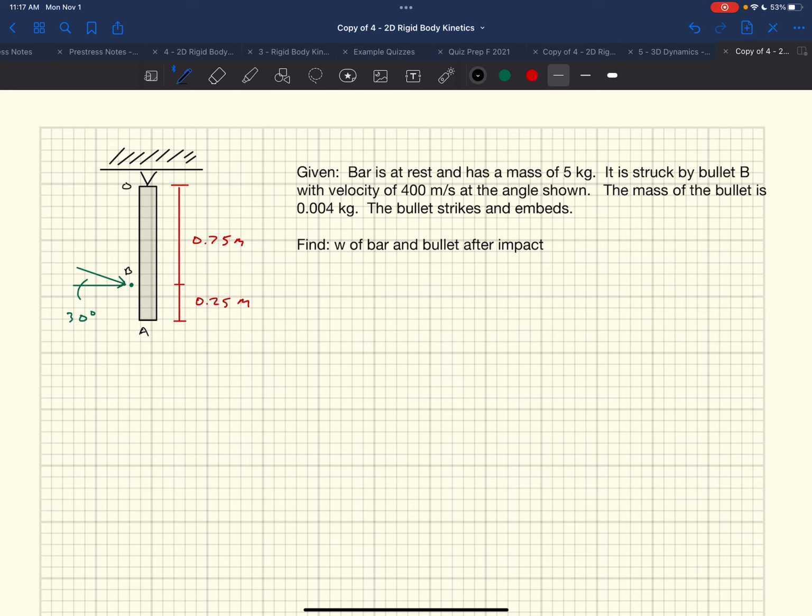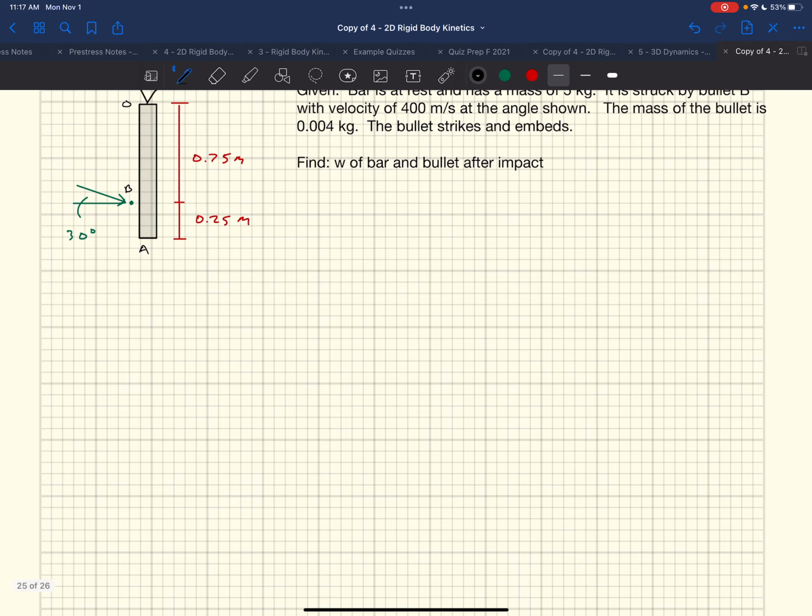And then it says find the omega of the bullet and the bar after impact. And they're going to have the same omega because they're going to be part of the same bar at that point, right? They're all traveling together, so it's the same omega that they're talking about. So, well, let's go through it.